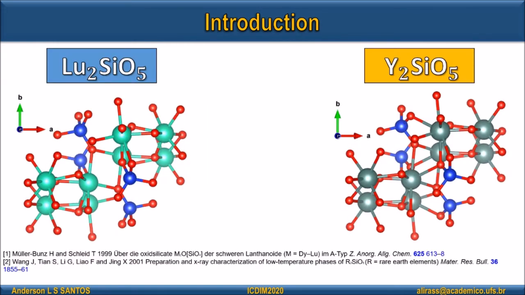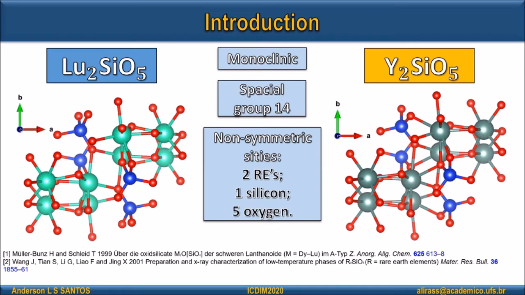Different types of structures are found for these materials in the literature, and for this work we use a monoclinic structure with space group I2/a, and the number of non-equivalent sites are 2 rare earth sites, 1 for silicon and 5 for oxygen, for both structures.